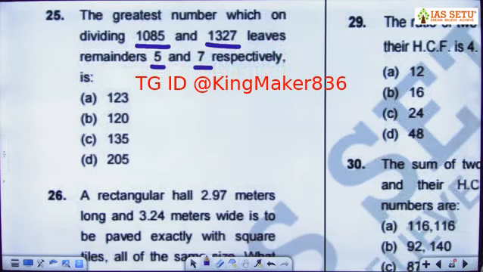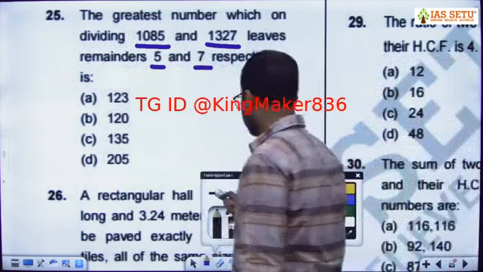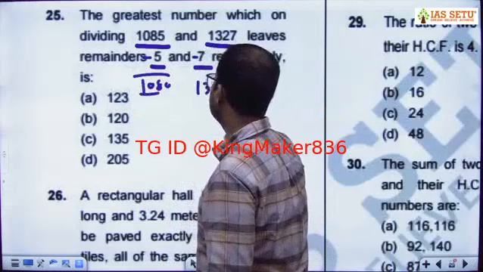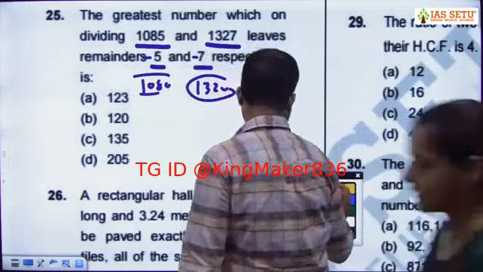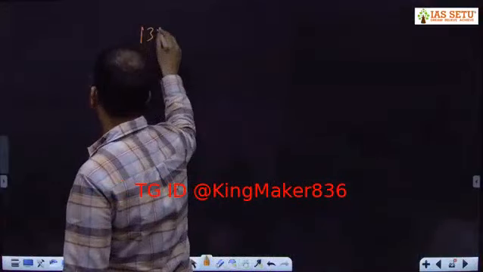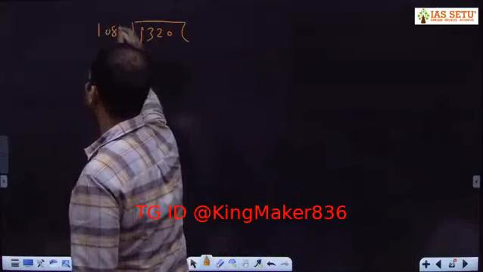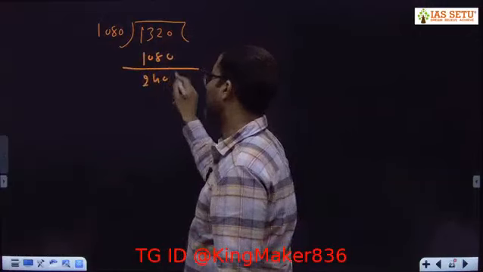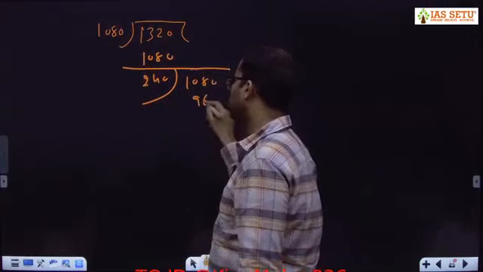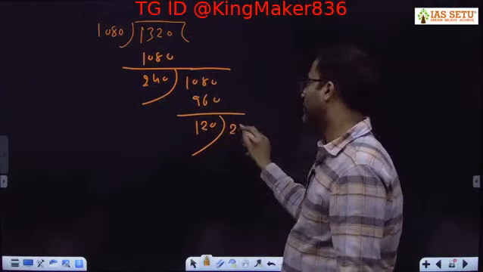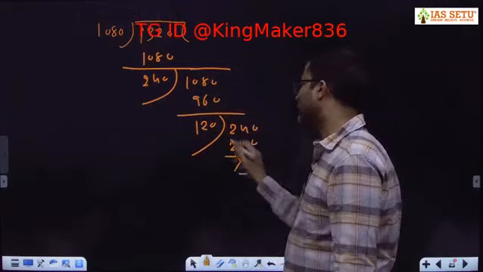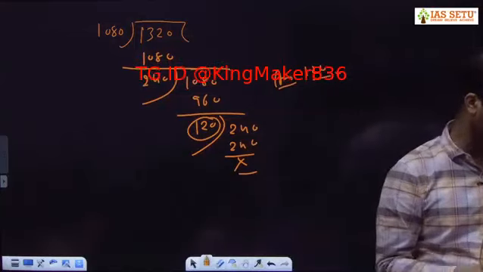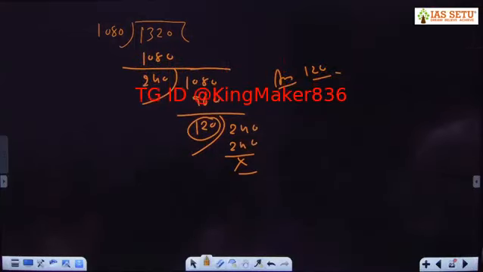Done? What is your answer? Step number 1, we subtract these remainders. It is 1080. This is 1320. We will find HCF of 1080 and 1320. So this is 240, 1080, 960, remainder 120, 240. So your last divisor is 120. So our answer here is 120 HCF. Or 120 is the greatest number, which on dividing these gives these remainders.